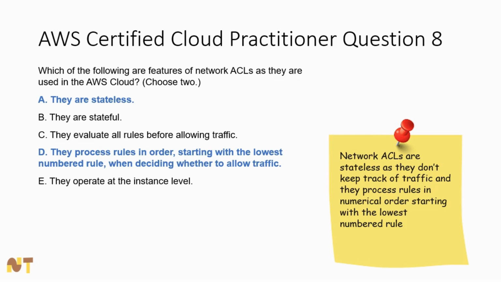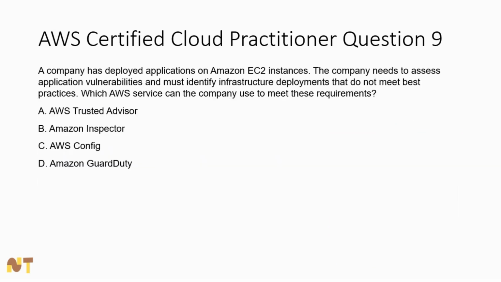A company has deployed applications on EC2 instances. The company needs to assess application vulnerabilities and must identify infrastructure deployments that do not meet the best practices. Which AWS service can the company use to meet these requirements? AWS Trusted Advisor, Amazon Inspector, AWS Config, or Amazon GuardDuty.